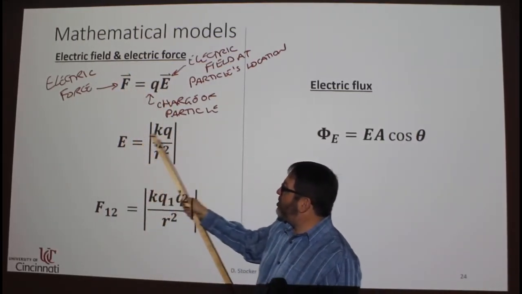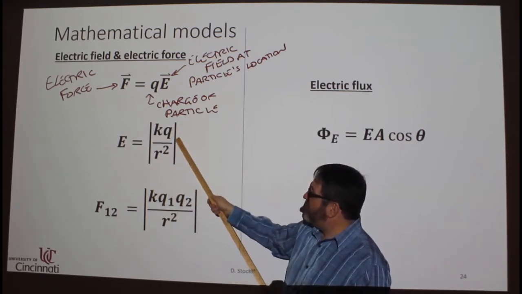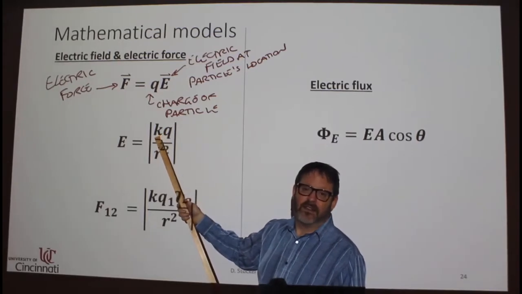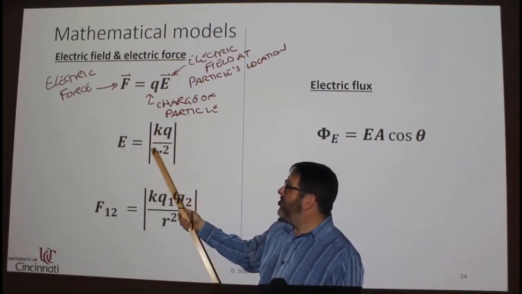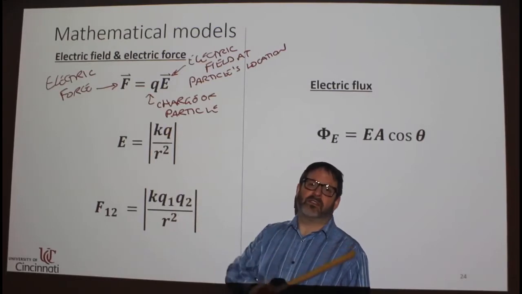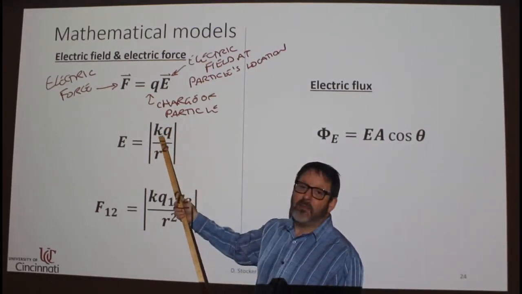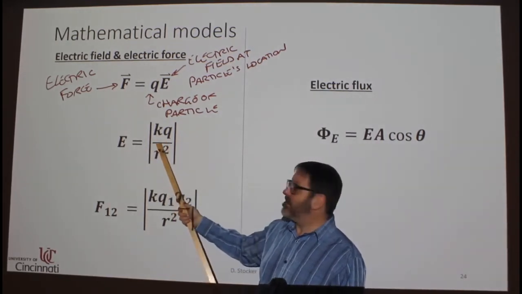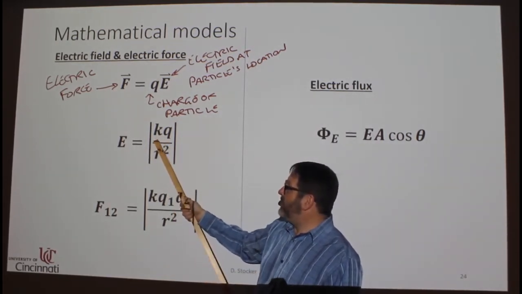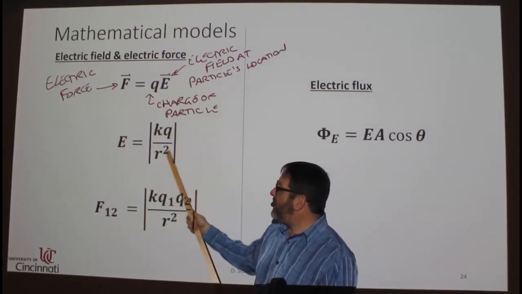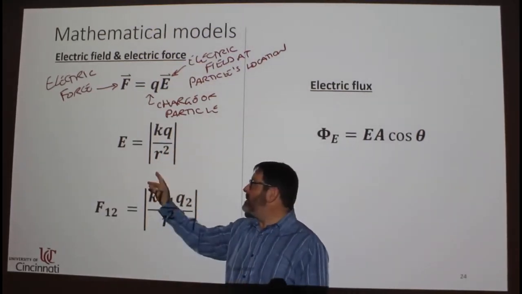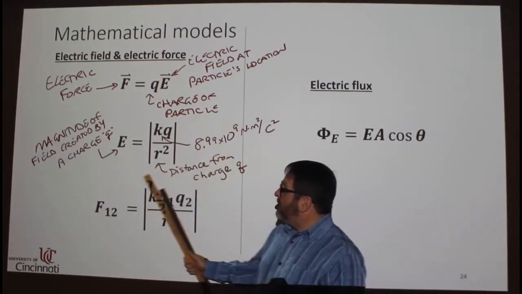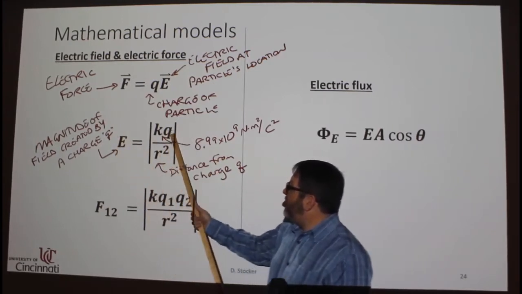So the electric field created by a charge Q is given by K. This is a proportionality constant that's sometimes called Coulomb's constant. This is why in a previous chapter I used not a K but a KB for Boltzmann's constant. This is a different constant. Okay? So this is the one that goes with Coulomb's law. So K times Q divided by R squared. This R is the distance between the charge Q and the point that you're interested in. Okay, so this is the magnitude of the field created by Q.